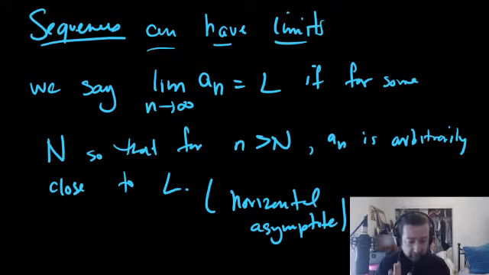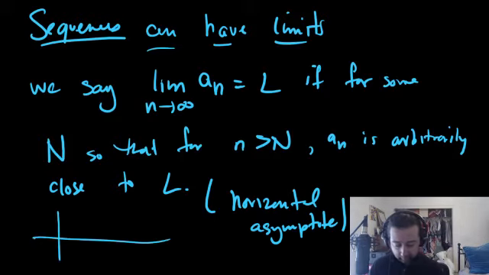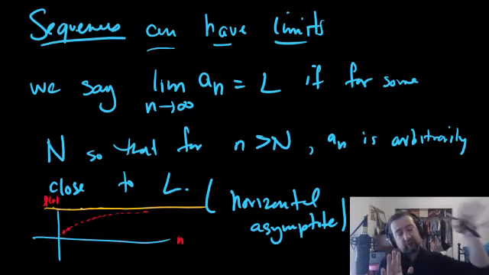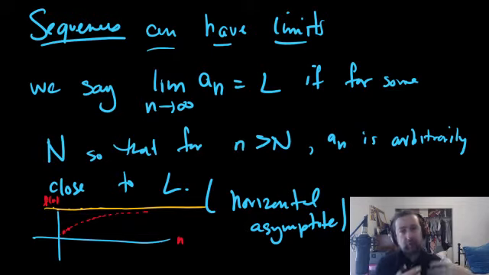So you think about a sequence as being on a graph. A sequence on a graph kind of looks like this. And if that sequence gets arbitrarily close to some number, like it was a horizontal asymptote, this is a way of drawing sequences, by the way. You can just put the n axis and the f of n axis, and you can just plot them as a sequence of dots. And if that sequence of dots has a horizontal asymptote, then the sequence has a limit.